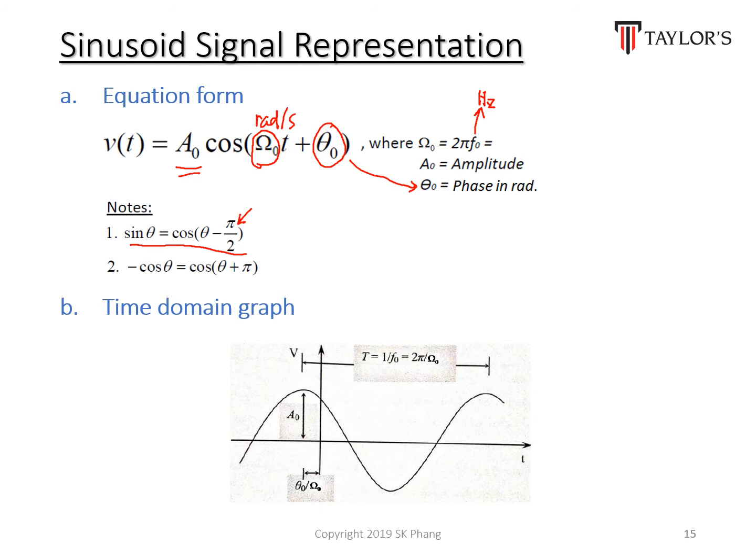And the second method will be plotting out the time domain graph, which is what we usually do. So for the same equation, if we plot it out in the time domain, you will have a cosine wave with the amplitude of A0, and then with a phase shift of theta naught divided by omega naught. And this length here represents the phase difference between them.